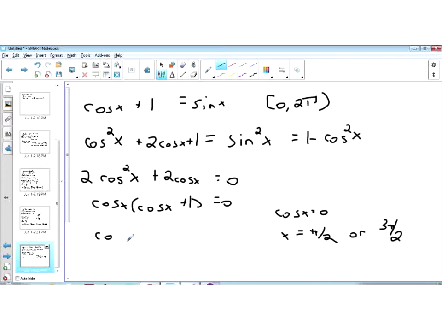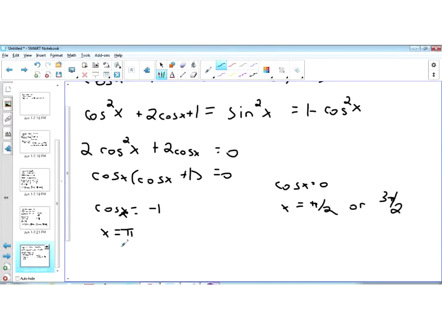And then we have the other factor, cosine x is equal to what? Minus 1. And so the only place where cosine x equals minus 1 on the interval would be x equals pi. So those are your solutions, 3 solutions there. Okay.